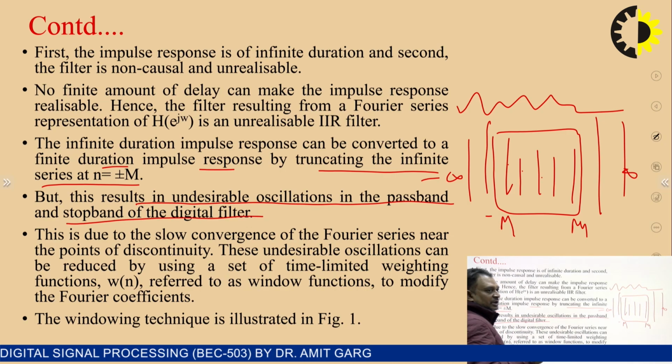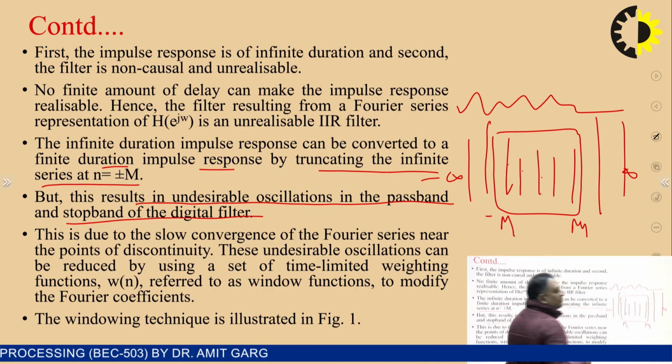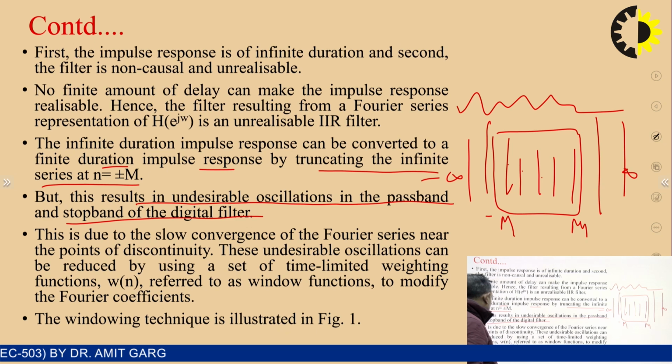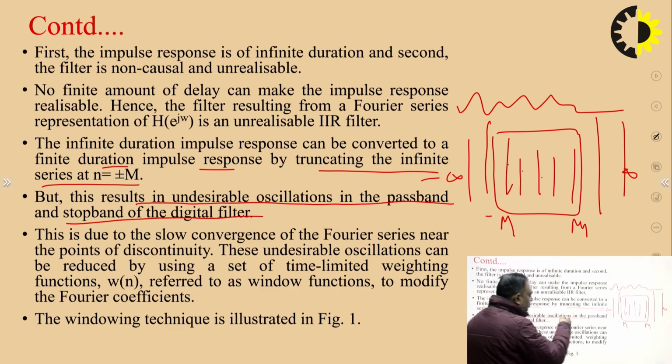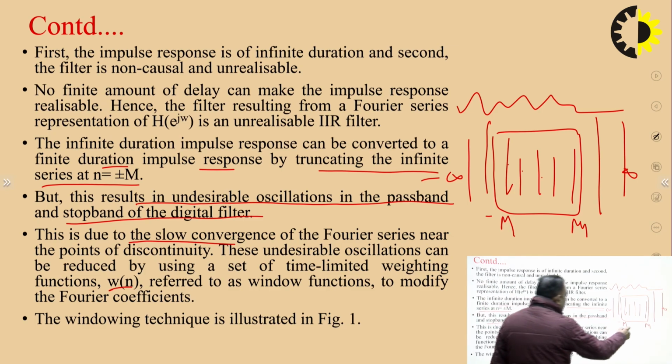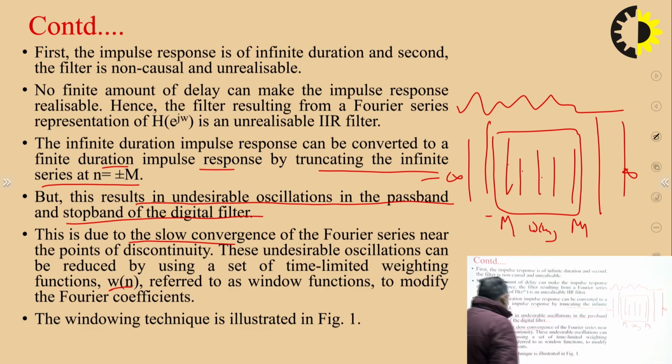Why is it so? It is because of abrupt truncation of the infinite duration impulse response, which creates an effect called the Gibbs phenomenon. This is due to the slow convergence of the Fourier series near the point of discontinuity. These undesirable oscillations can be reduced by using a set of time varying functions W, referred to as the window function, to modify the Fourier coefficients.